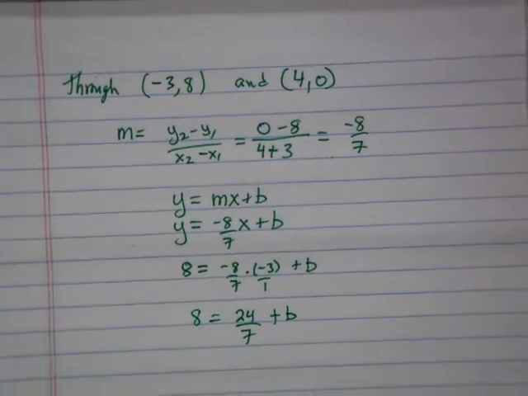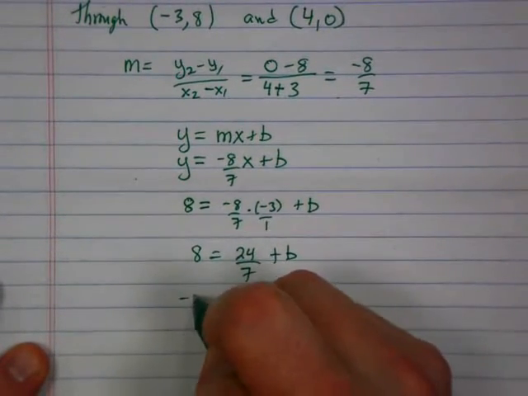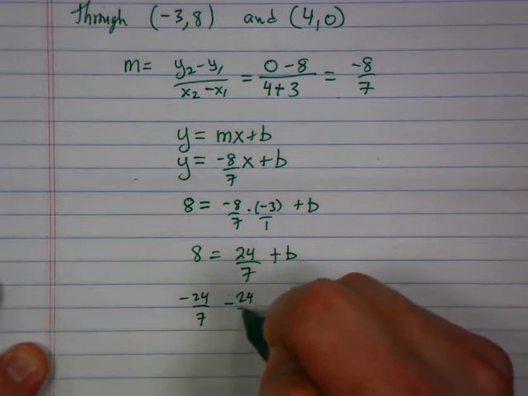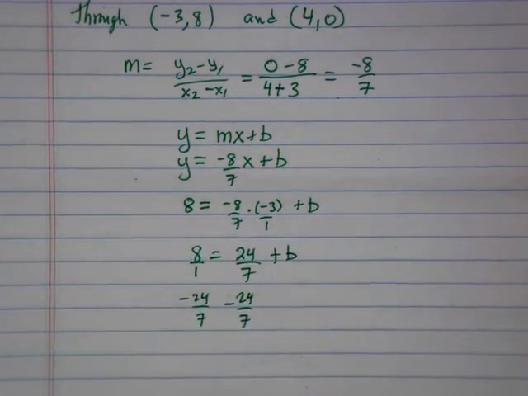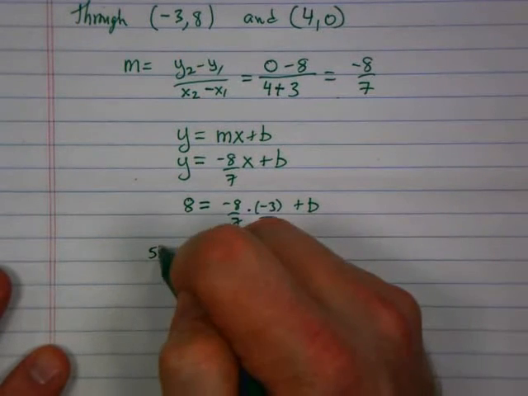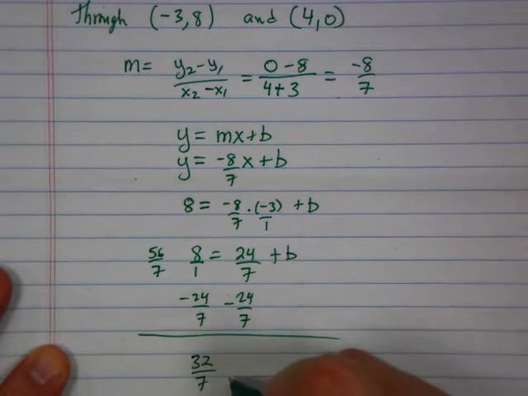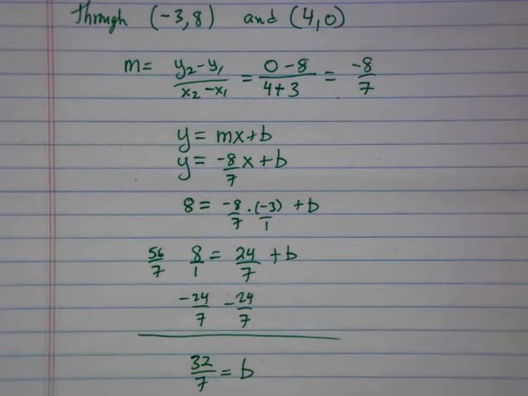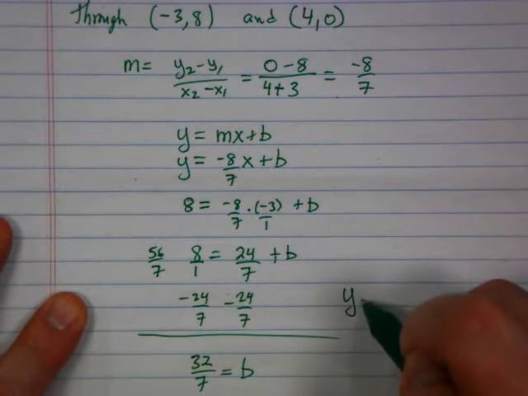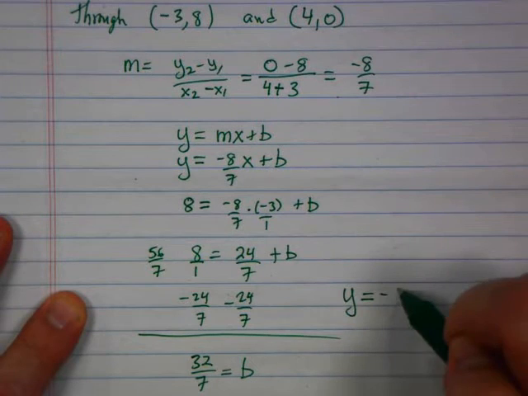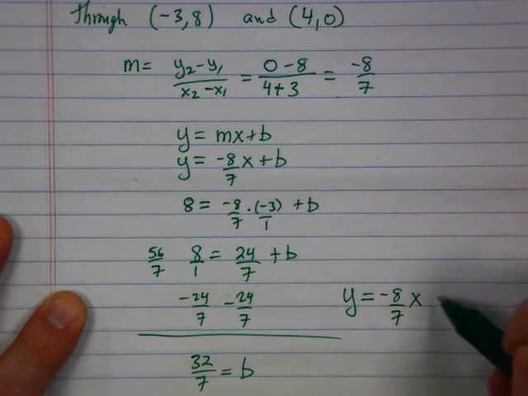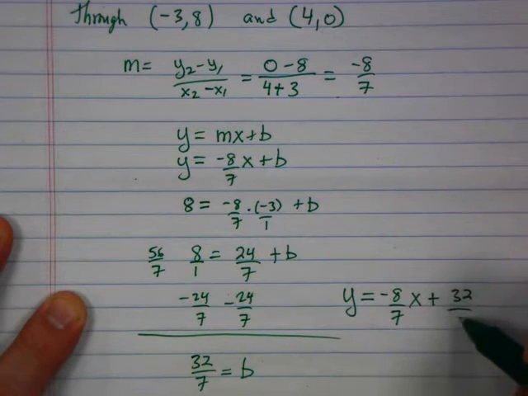To get the b all by itself, subtract 24 over 7. All right, again, I got to deal with my fractions here. I think of 8 as 8 over 1. I multiply top and bottom by 7. That's 56 over 7. I subtract 56 over 7 minus 24 over 7. 32 over 7 equals b. All right, final answer. Y equals negative 8/7 x plus 32 over 7.